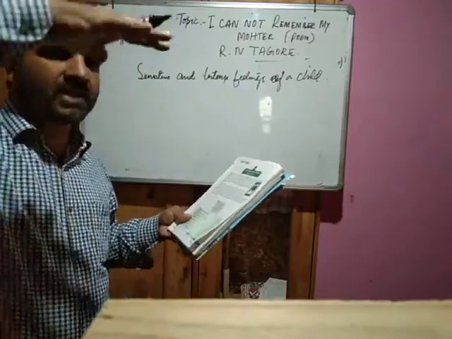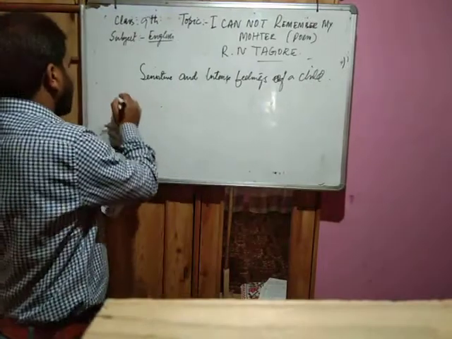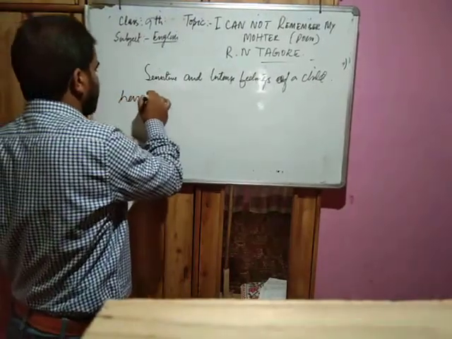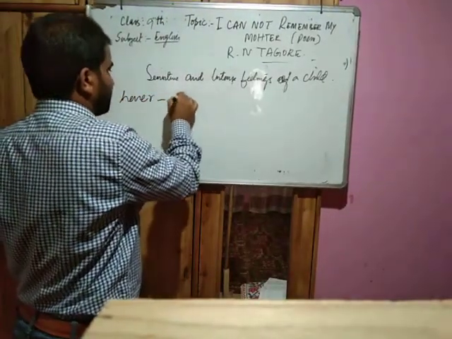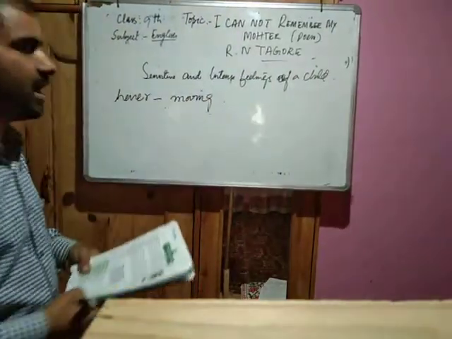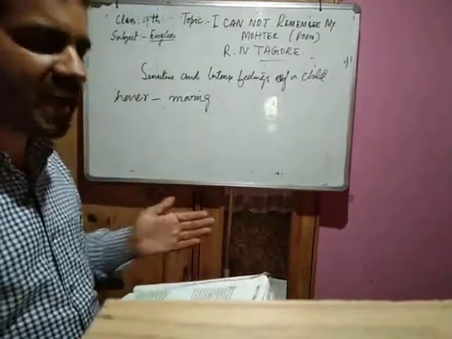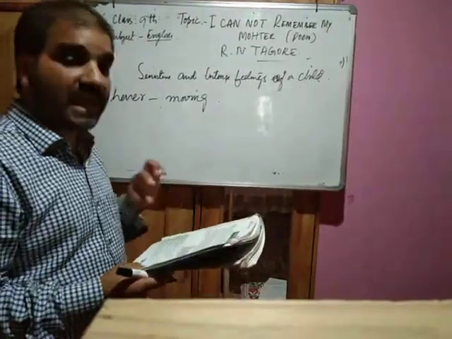Her gaze seems to be hovering over me. Hover, h-o-v-e-r, hover means moving. You have seen that in childhood, the mother is looking at us, and we are attached to our mother. So it shows the attachment with the mother.